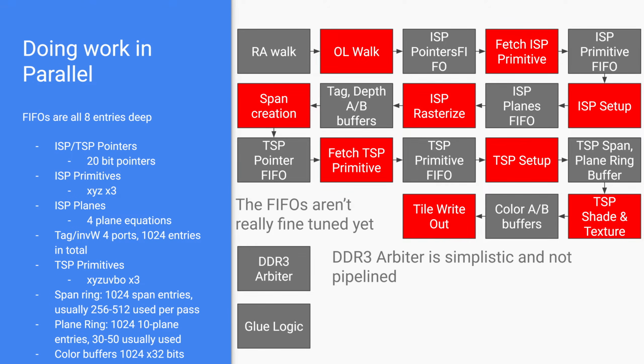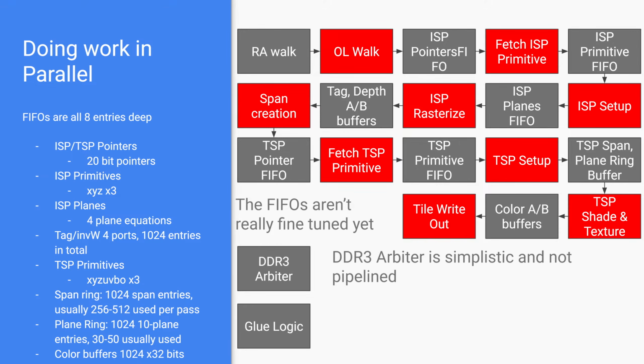So as I mentioned, we do a lot of work in parallel. Here you can see in red the states that can work in parallel. So we read the object lists while we are fetching the primitives, while we are doing the setups, while we are rasterizing, while we are creating spans, while we are fetching the TSP primitives, while we are doing the TSP setup, while TSP shading and the tile is written out. All of this parallelism is required for the hardware to hit the targets, and we are still clock for clock slower than the original hardware. So there's quite a bit more to be done there.